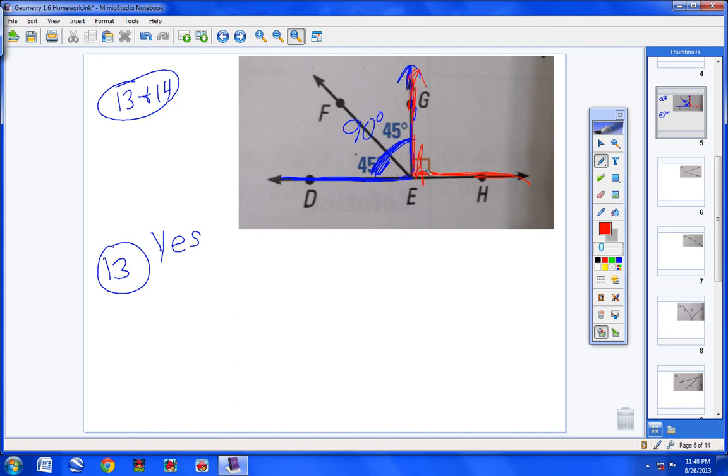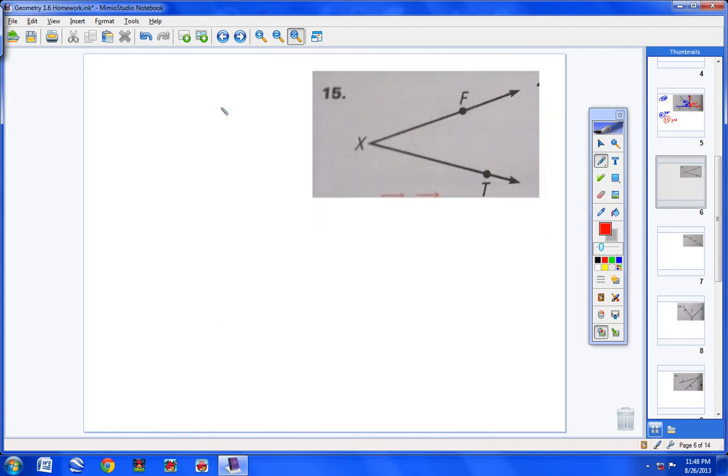As you can see, this is a right angle. They have it marked for you, so this would also be 90 degrees. So the answer to number 14 is yes. They're both 90 degrees. All right, let's continue on to numbers 15, 16, 17, 18, 19, and 20.